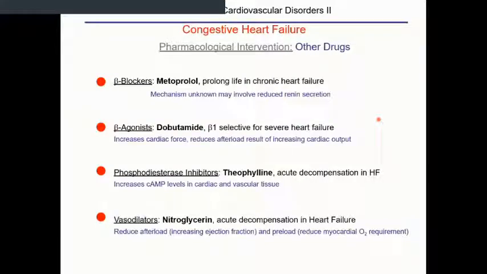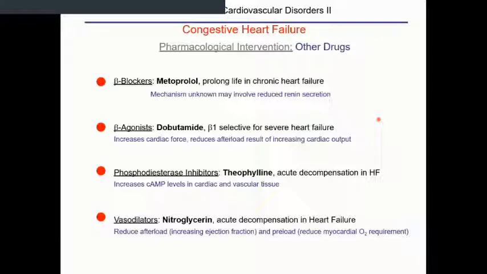Other drugs will include your beta blockers, metoprolol, which prolong life in chronic heart failure. The mechanism is unknown but may involve reduction in renal secretion. Beta agonists, which include dobutamine, or beta 1 selective, are for severe heart failure. This increases cardiac force and reduces afterload, resulting in increased cardiac output.